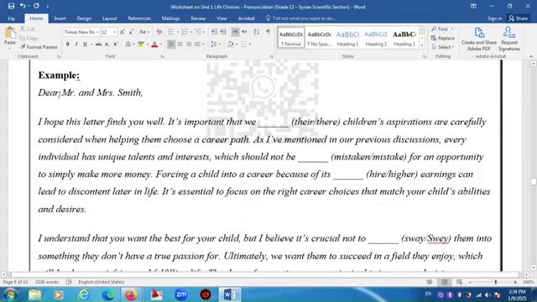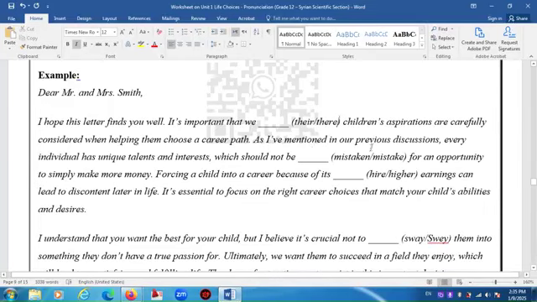Okay. Dear, this is an example of writing, sample of writing. Dear Mr. and Mrs. Smith, any name, okay? Any name. So Mr. and Mrs. Smith, any name. I hope this letter finds you well. That's how to start your formal writing. It is important that we, this or that, their, children's aspiration are carefully considered when helping them choosing a career path.